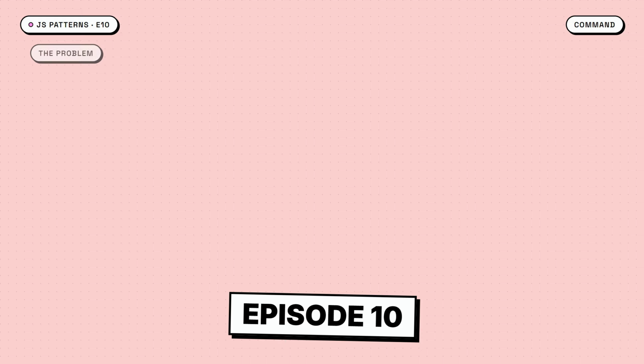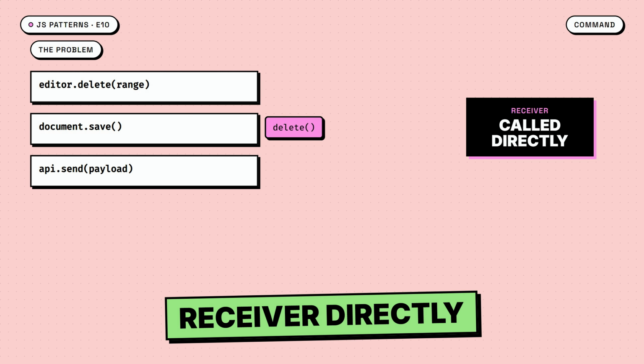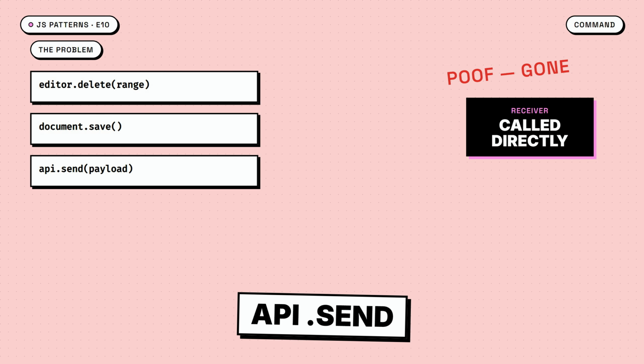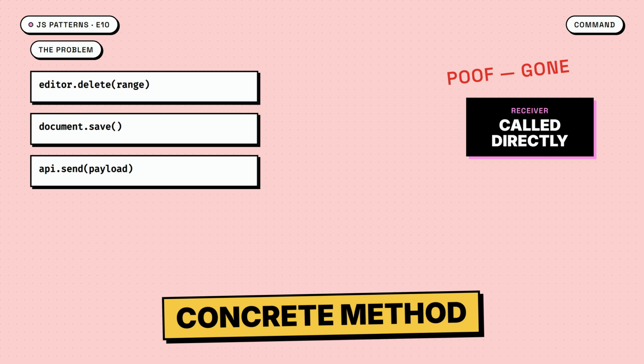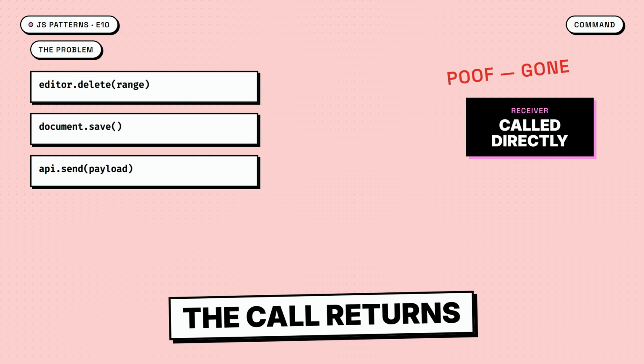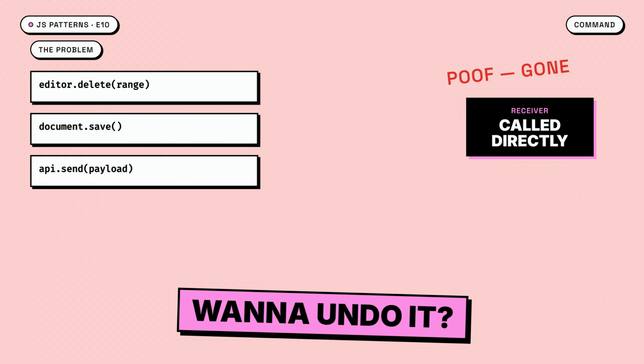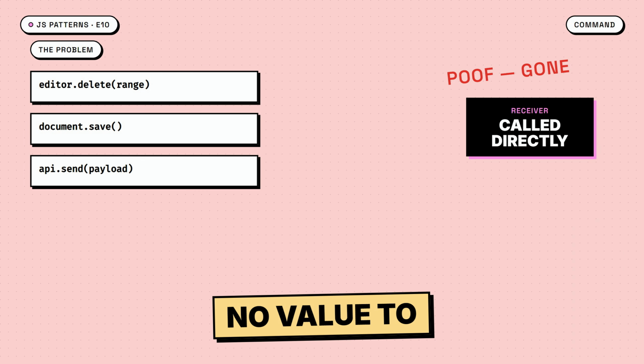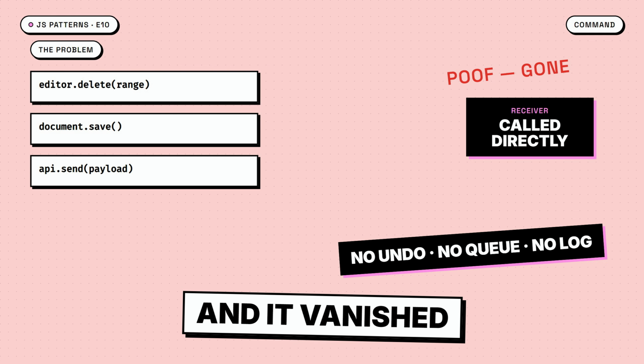Episode 10. Here's the problem. You call the receiver directly, editor.delete, document.save, API.send. The caller is welded to the concrete method, and the moment the call returns, the action is gone. Want to undo it? Queue it? Log it? Replay it? You can't. There's no object to hold, no value to reverse. It happened, and it vanished.